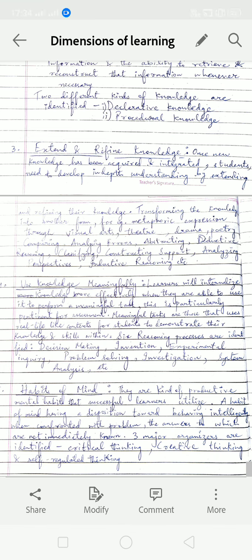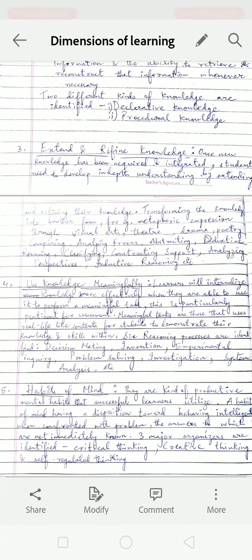Then habits of mind, this is the last dimension we have, habits of mind. So there are kinds of productive mental habits that successful learners utilize. So a habit of mind is having a disposition toward behaving intelligently when confronted with problems, the answers to which are not immediately known. Okay, so the 3 major organizers are identified in habits of mind, that is critical thinking, creative thinking and self-regulated thinking. So these are all the major organizers which are contained in the habits of mind.